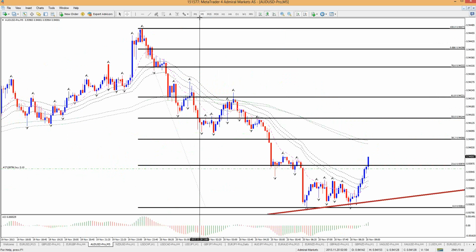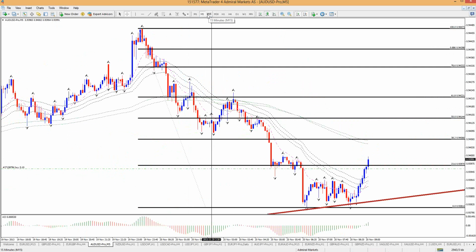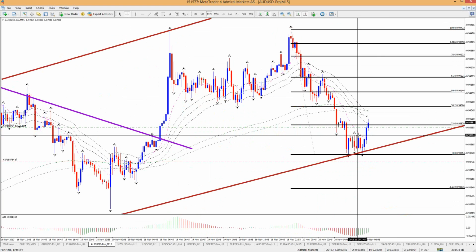Let's see. But that will be interesting to take a look at tomorrow. Let's see how this continues. For me, also very important how it moves up. At the moment, it looks pretty impulsive. Let me say it this way.